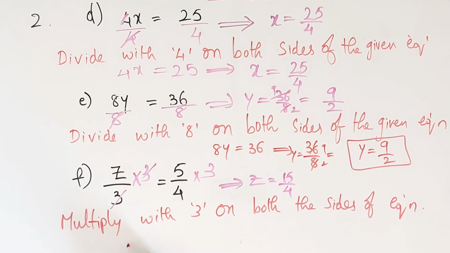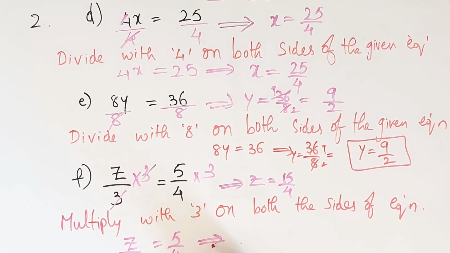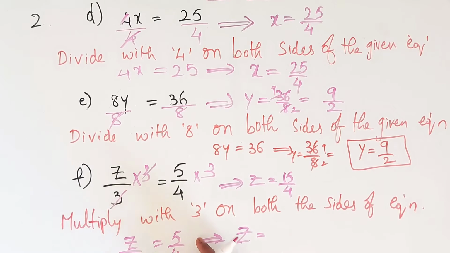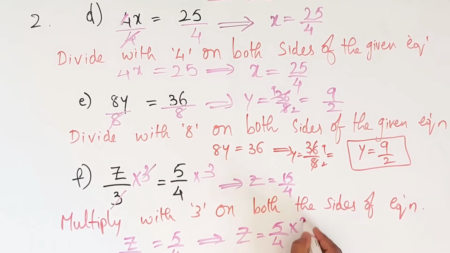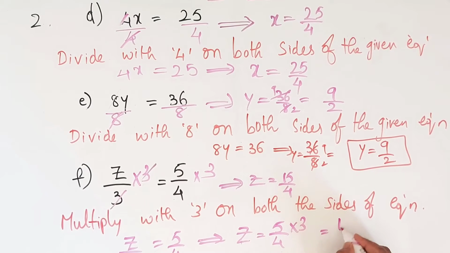Now we'll do it directly. z by 3 equal to 5 by 4. Right? This is the question. Now we want only z. Right? Now 3 is dividing here. If you send it to the right hand side, it will multiply. 5 by 4 into 3 here. Right, children? 5 3s are 15 divided by 4.